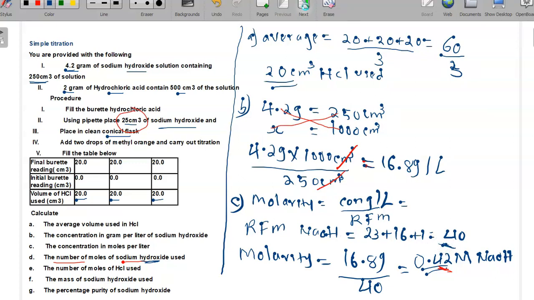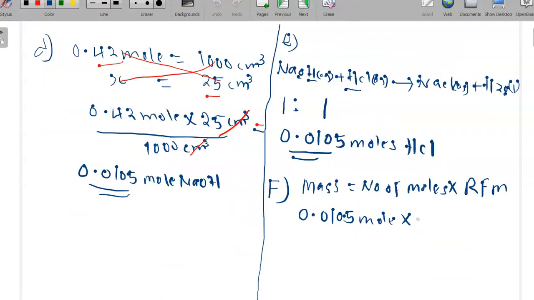then when I multiply 40, then what do I get? 0.0105 times 40. What do I get? 0.42. My mass is 0.42 gram. So this is my mass.